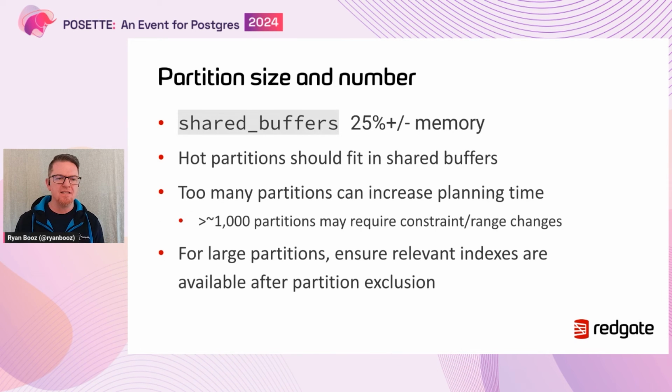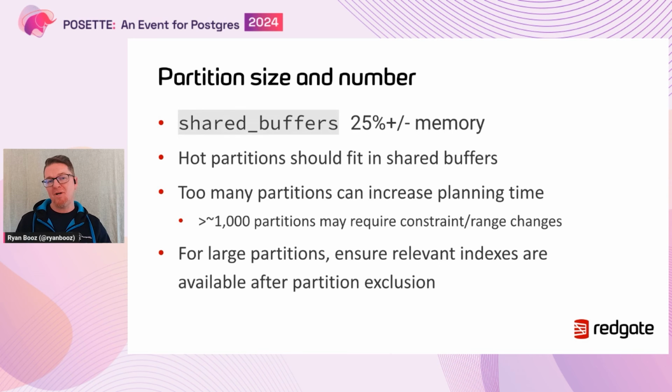So the first thing to recognize is that the general value that most people start their shared buffer space at is about 25% of the available memory of the server. Again, this is just the community-driven recommendation for starting shared buffers. However, remember at the very beginning, I showed you the indexes and other things that need to fit in that space. And so when you partition, you do want to make sure that the size of your most recent partitions, the partitions you're querying most often, easily fit into shared buffers.